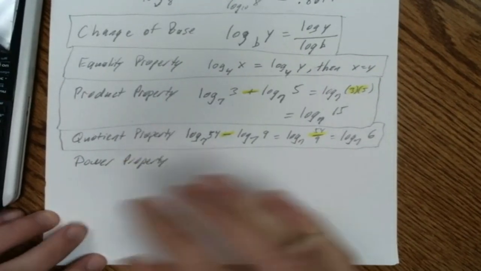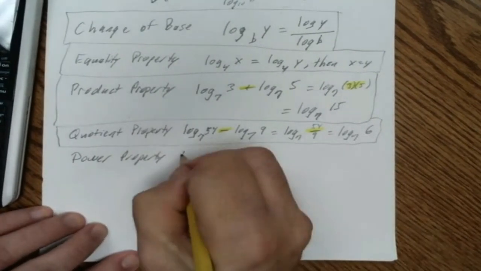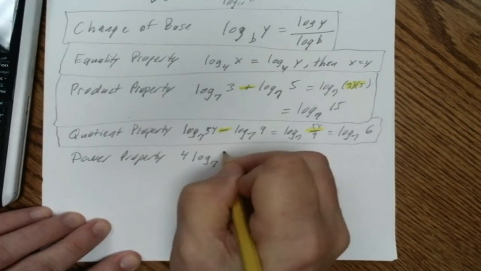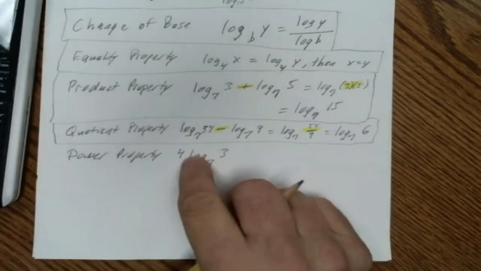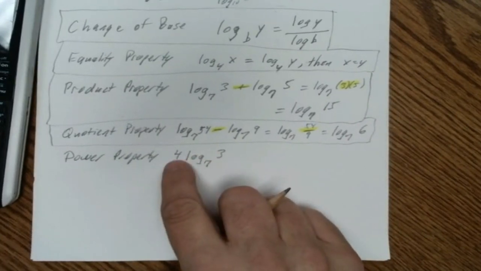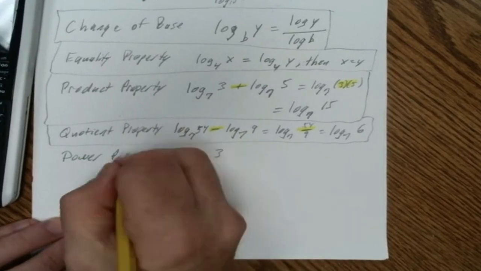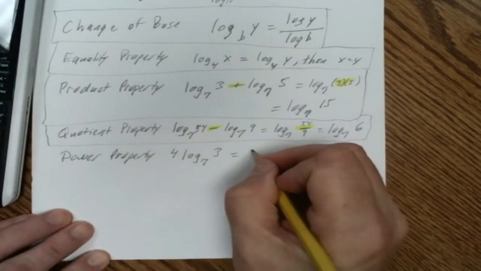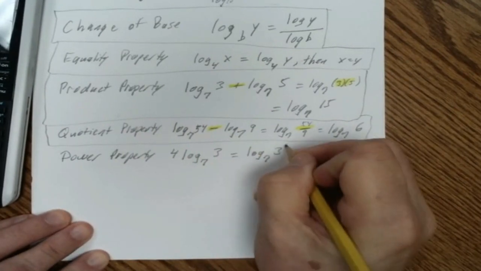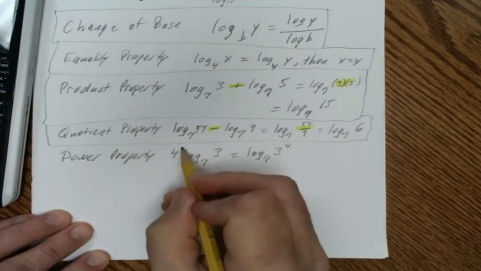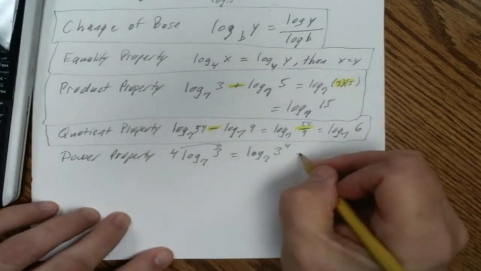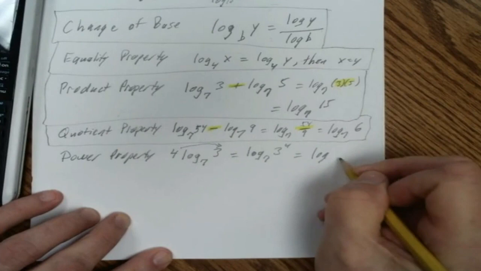The power property of logarithms tells us that if we have 4 times log base 7 of 3, the argument's 3, and we're multiplying it 4 times, we can rewrite that using the power property as log base 7 of 3 to the 4th power. So this 4 comes around and becomes an exponent.